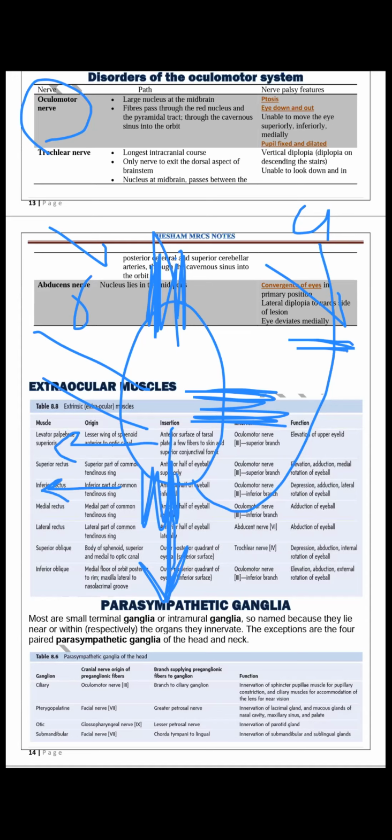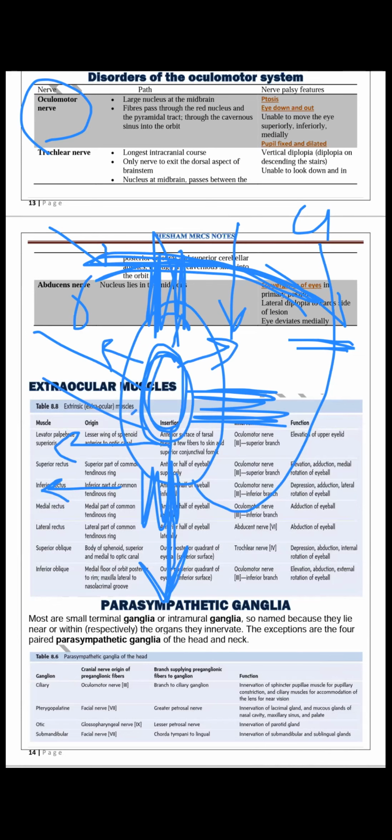This is the first one. Second one, you will have loss of innervation to levator palpebrae superioris. So you will have dropping of the eyelid. This is ptosis. You will have paralysis to the ciliary muscles, which is responsible for sphincter pupillae, which is meiosis. So you will have mydriasis. You will have a dilated fixed pupil.